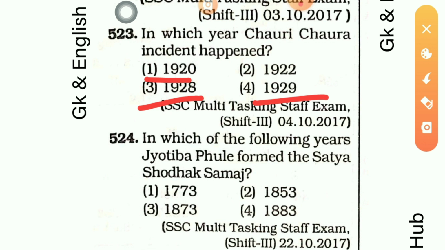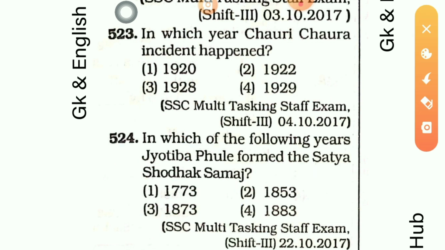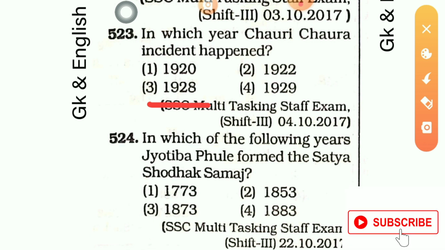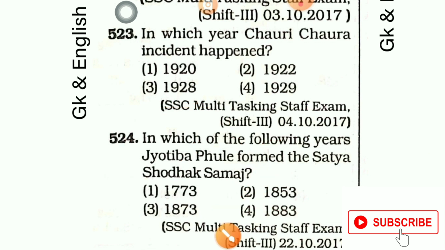1920, in that year the Khilafat movement and also the non-cooperation movement happened, and the Khilafat movement was merged with the non-cooperation movement. Then it is 1928. In that year the Nehru Report was published, and that Nehru was Motilal Nehru. Okay, remember it, the Nehru Report. After boycotting the Simon Commission, they introduced that report.